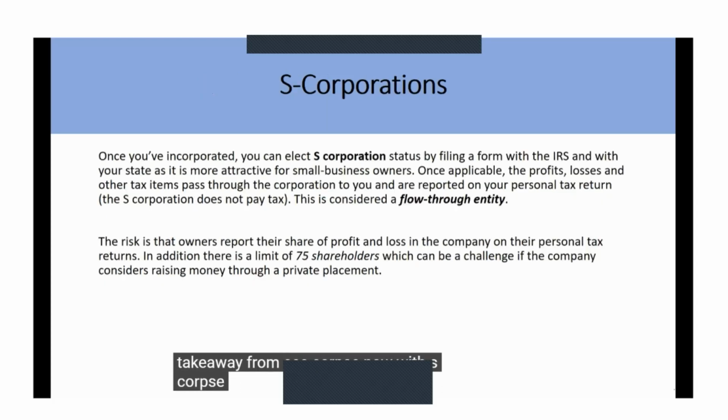Now, with S-Corps, once you've incorporated, you can elect S-Corp status by filing a form with the IRS and with your state, and as it is more attractive for small business owners. Once applicable, the profits, losses, and other tax items pass through the corporation to you and are reported on your personal tax return. So the S-Corporation does not pay the corporate tax. So this is considered a flow-through entity. The S-Corp is not a separate taxpayer like the C-Corp. It is a flow-through entity.